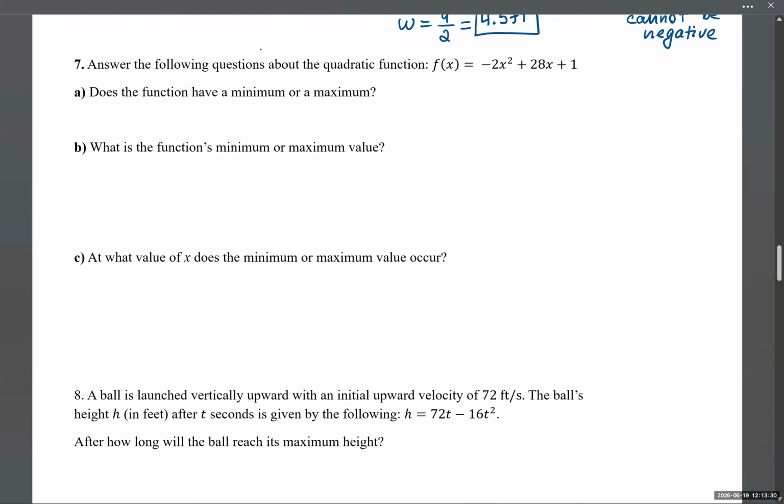Number 7, we need to determine whether the parabola has a maximum or a minimum, and then the maximum or minimum value, and where it occurs. So max or min is determined by the leading coefficient of the parabola. This leading coefficient is negative, which means the parabola will open down, so that creates a maximum. What is the function's minimum or maximum value? That is the y-coordinate of the vertex.